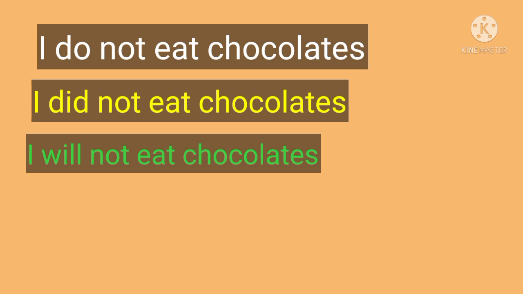If you try to look at the difference between these sentences, you will see in the first sentence auxiliary verb do is used. In the second sentence auxiliary verb did is used. And in the third sentence auxiliary verb will is used. Everything else remains as it is. Nothing changes. So what we need to remember is that the tense of a sentence is decided by an auxiliary verb rather than the main verb in most of the cases.